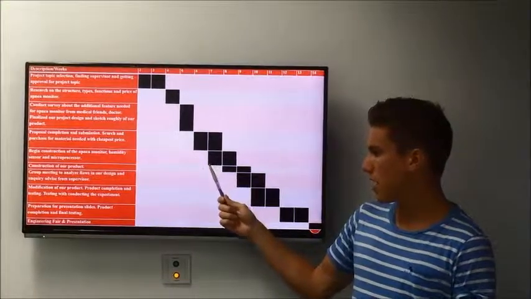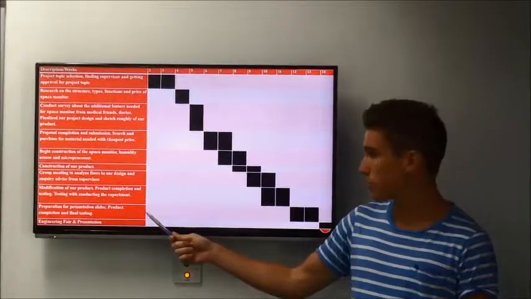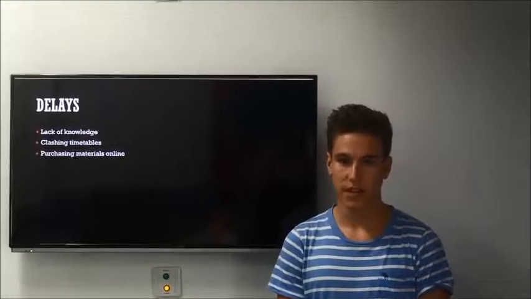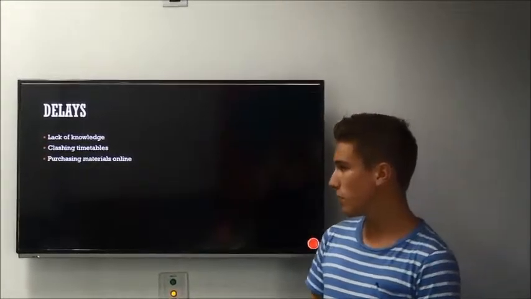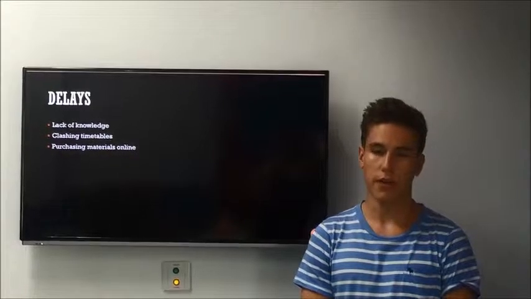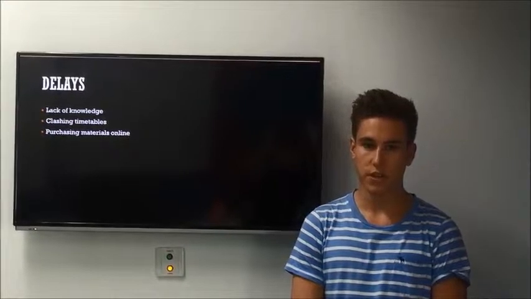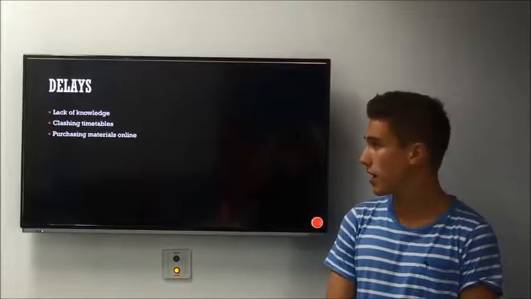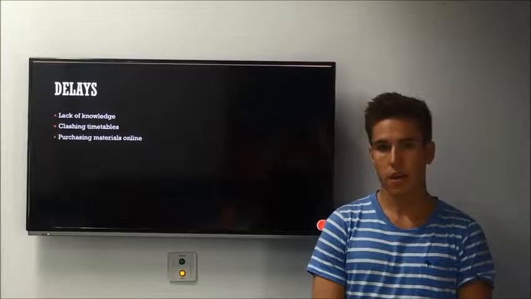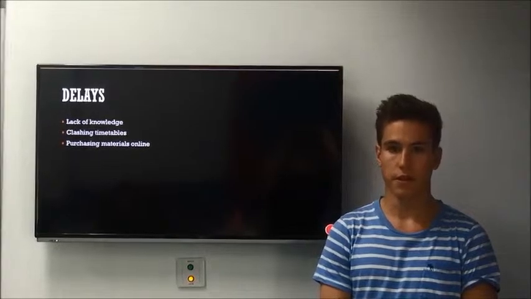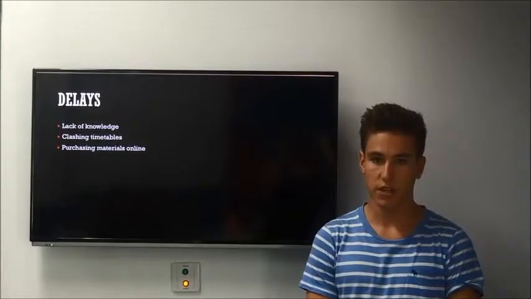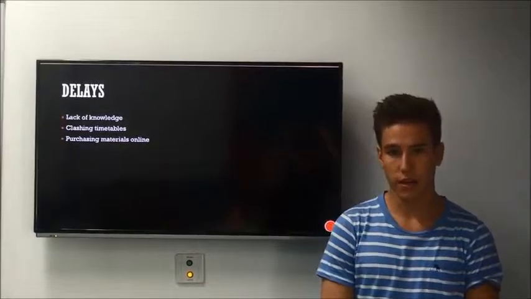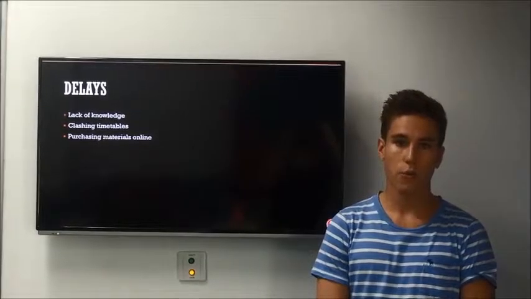This is the planned timeline, and as you can see, we expect to finish our project by week 14, by the engineering fair. However, there were some delays caused by several factors. First of all, we had a lack of knowledge because we are only chemical and mechanical engineering students, and in our project we had to do some electrical tasks. Another reason for delay is that we had clashing timetables because we are all in different semesters, and it was really hard to be available at the same time. Finally, we had to purchase our materials online, which means we had to wait for delivery, which takes time.